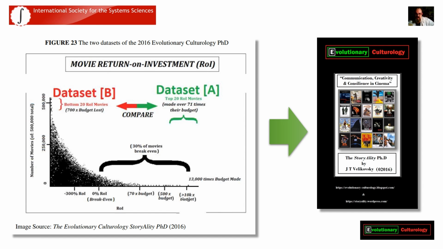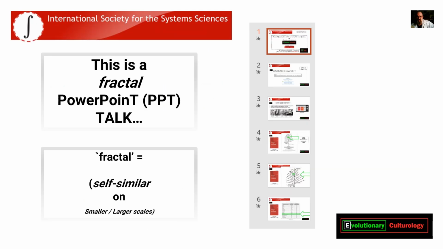Next. Yeah, that's the EvCult PhD from 2016. Looking at those 2 data sets, and then also looking at the received doxa or orthodoxy from the screenwriting manuals and making some predictions, doing a bit of science. Next, remember how this is a fractal PowerPoint talk, self-similar on smaller and larger scales. There's the first 6 slides from part 1. Fractals, they're everywhere really, they pop up all the time. Next.